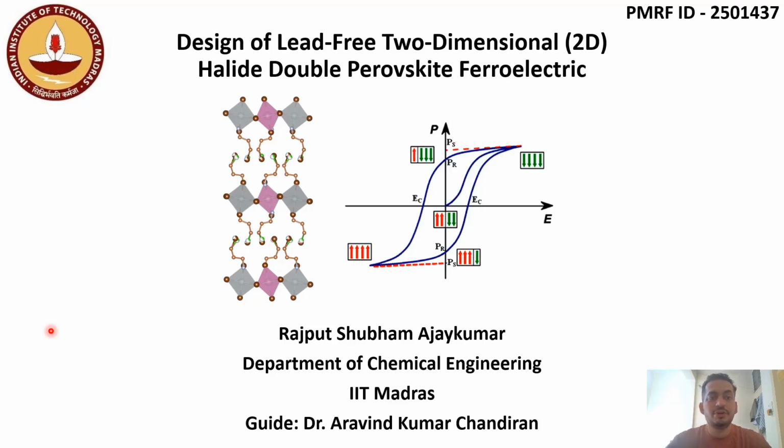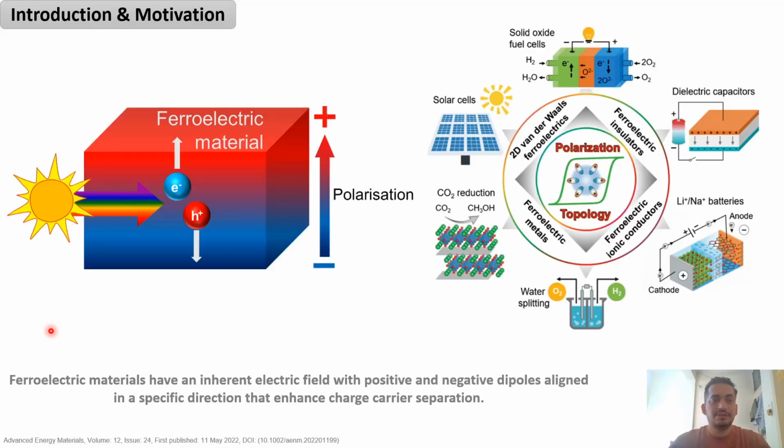Today I am going to talk about my research work based on design of lead-free 2D halide double perovskite ferroelectrics. Ferroelectric materials are materials which have inherent electric fields which can be separated or enhanced with the help of an external DC power supply or by shining light on the material. What will happen when you apply voltage or shine light? The electrons will align to one side and holes will align to the other side. This electron-hole separation within the materials reduces the recombination rates, which can enhance the efficiencies of solar cells, and it does.